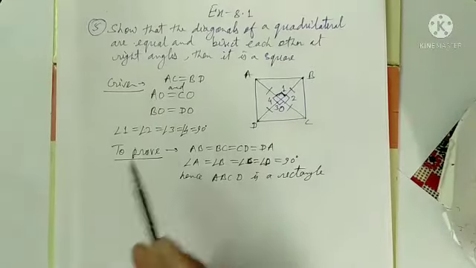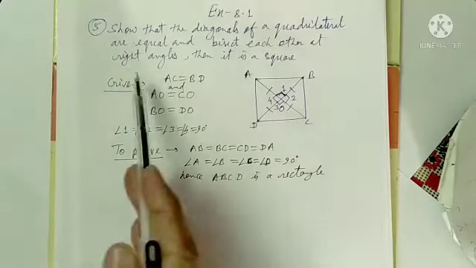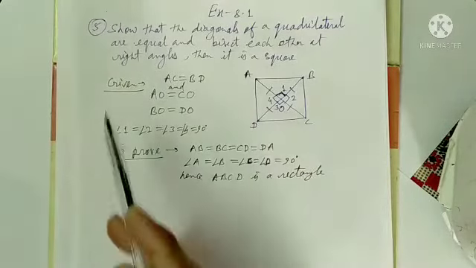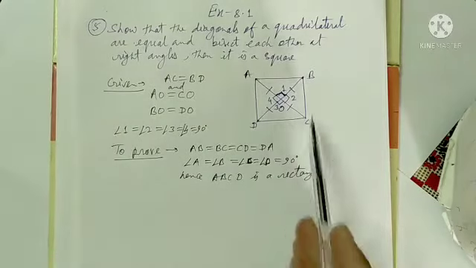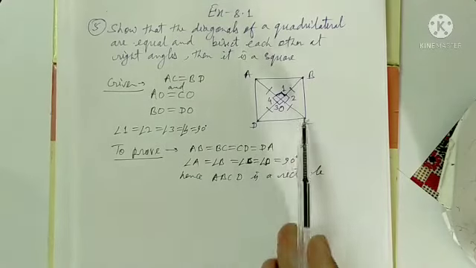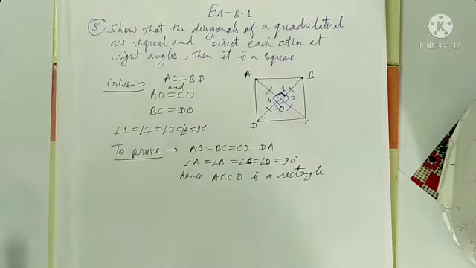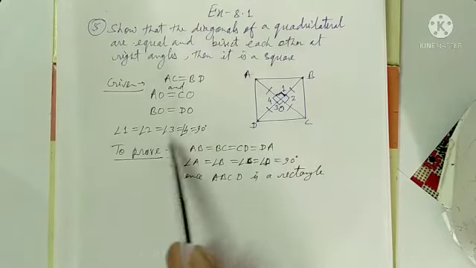Question number 5. Show that if the diagonals of a quadrilateral are equal and bisect each other at right angles, then it is a square. What is given? AC is equal to BD. Both diagonals are equal and they are bisecting, which means AO is equal to CO and BO is equal to DO. And angles 1, 2, 3, 4, all the angles at the center, are right angles.